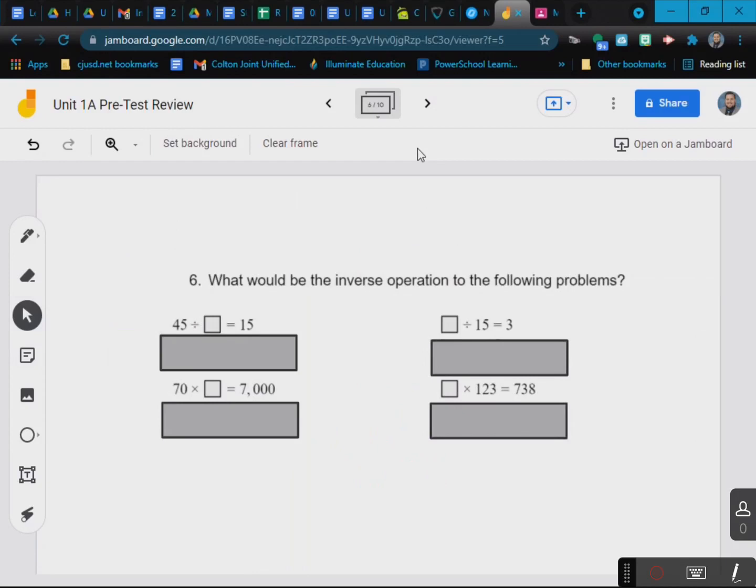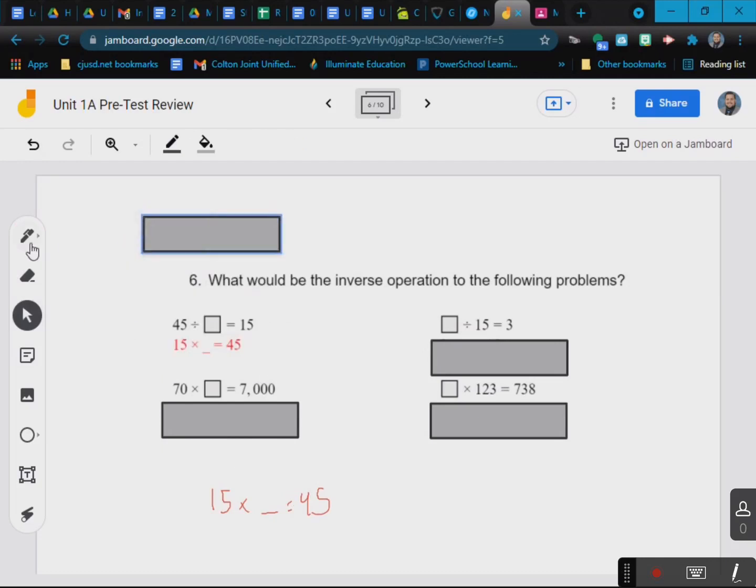Okay, and then number 6, the inverse operations is you're doing the opposite. Inverse means opposite. So 45 divided by blank equals 15. It's going to be 15 times blank equals 45. Okay, you don't have to solve it. You're just saying, what's the opposite?